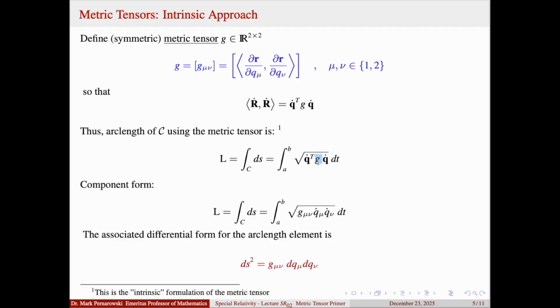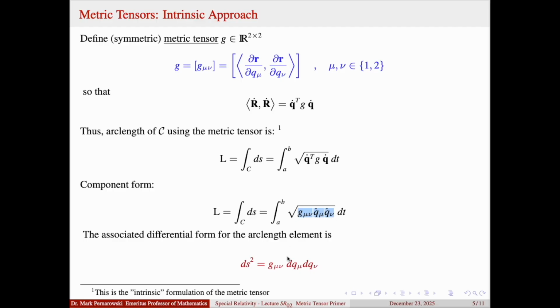In tensor notation, what one would do is write this expression down here in the next expression. These are the mu nu elements of the matrix G times q mu dot and q nu dot. And this is an implied double sum over the indices mu and nu. So you sum over mu equal to 1, 2 and nu equal to 1, 2.